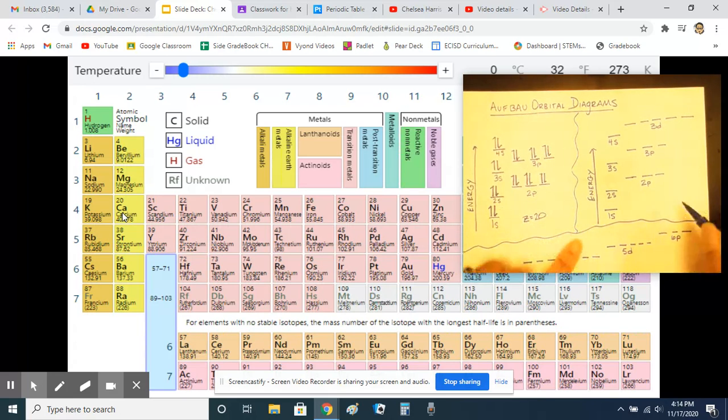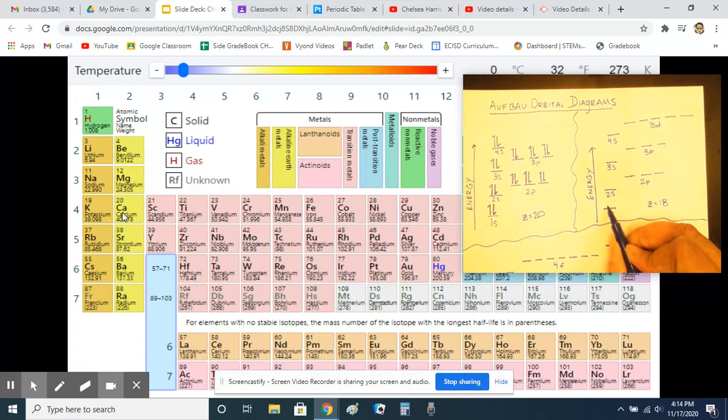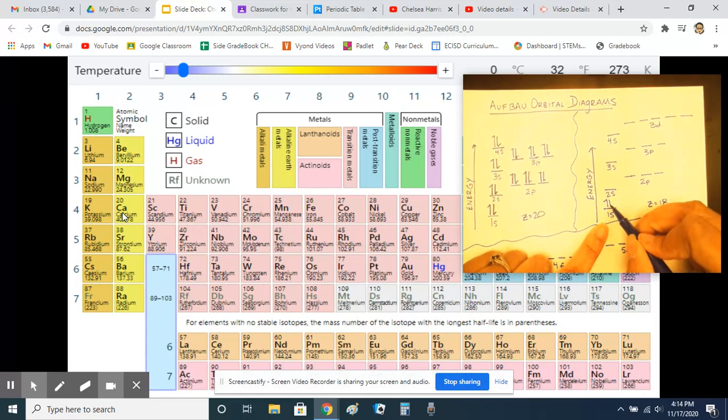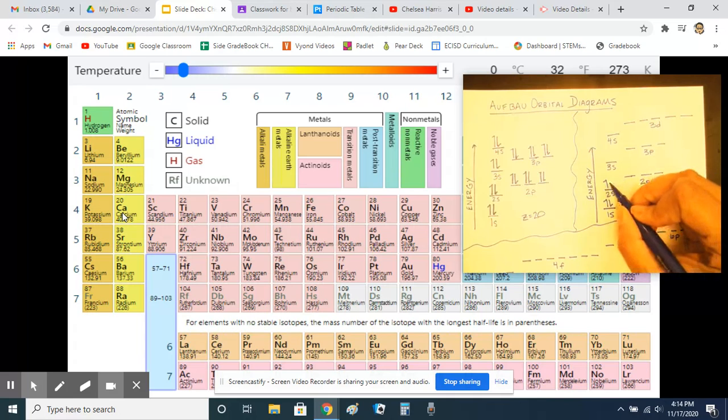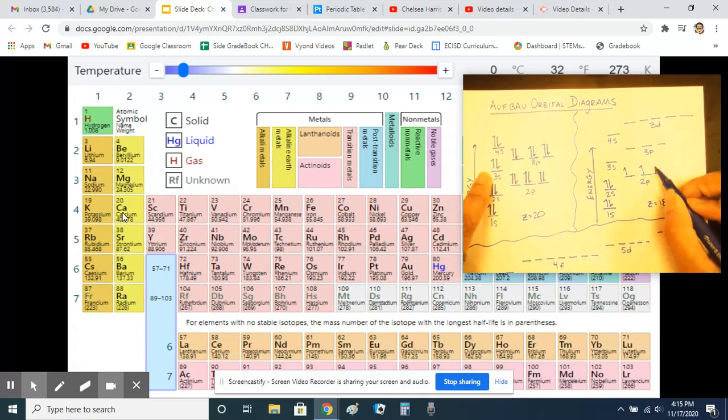So argon is element number 18, so we're going to draw 18 arrows, starting from the bottom, which is whose rule? That's Aufbau's rule. So here we go, 18. So here's number 1, number 2, number 3, number 4, number 5, 6, and 7.